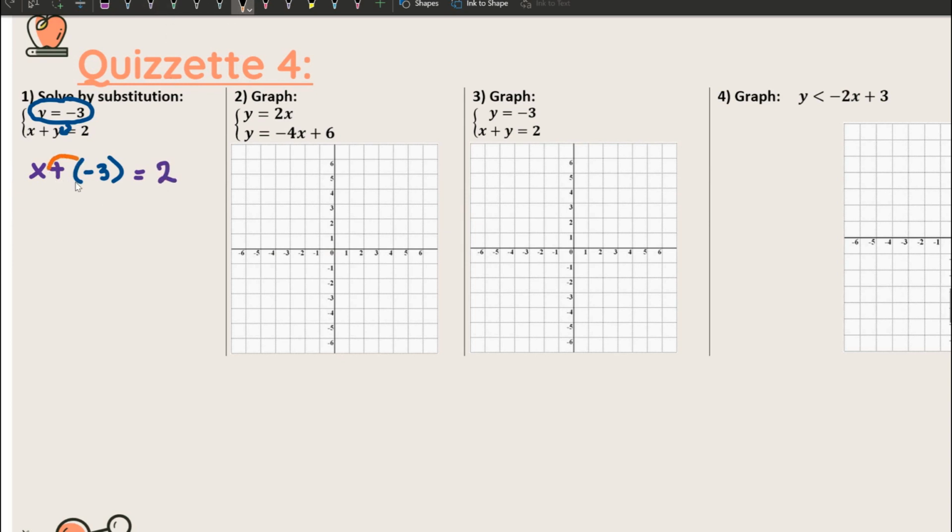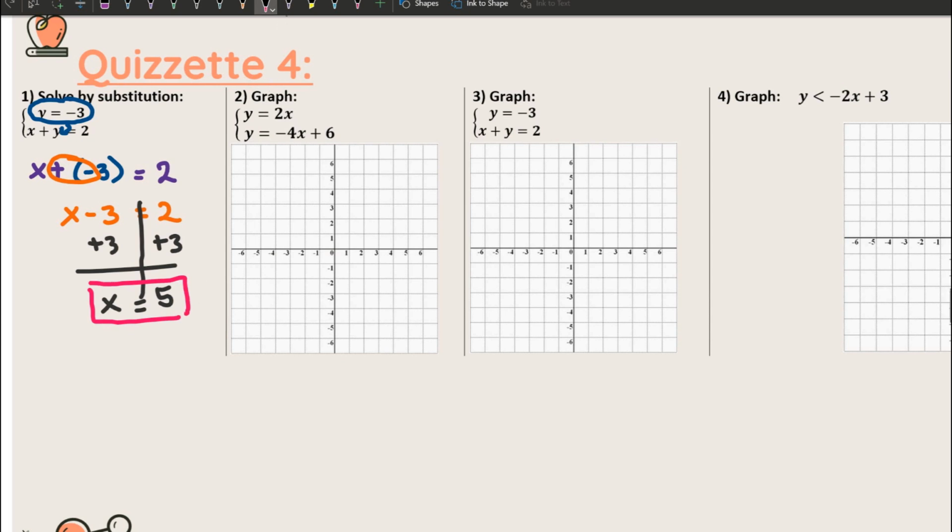Positive times negative is negative. So you end up with x minus 3 equals 2. Then continue solving for x. We need to isolate the variable. We're going to add 3 to both sides. So x equals 2 plus 3, which is 5. Okay, so that's it. X equals 5.